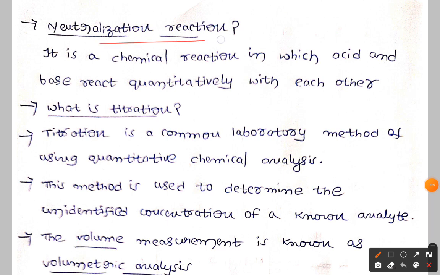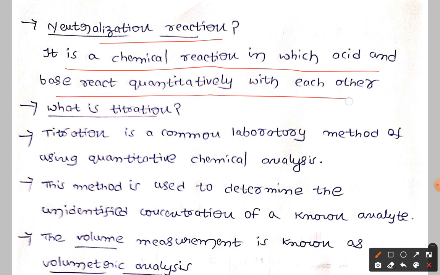Now, what does a neutralization reaction mean? It is a chemical reaction in which acid and base react quantitatively with each other. That means we are talking about some amount, isn't it? Some volume, from that you are going to find out the molarity, and from that molarity you are going to tell the quantity. So it is a reaction where acid and base react quantitatively.